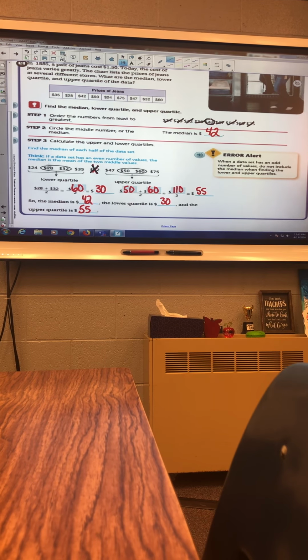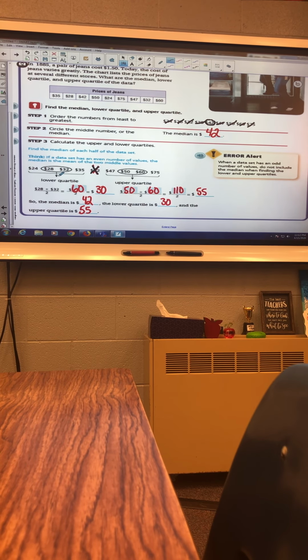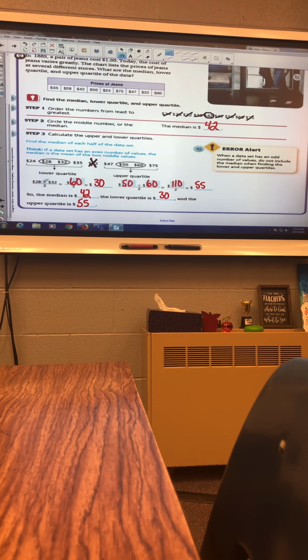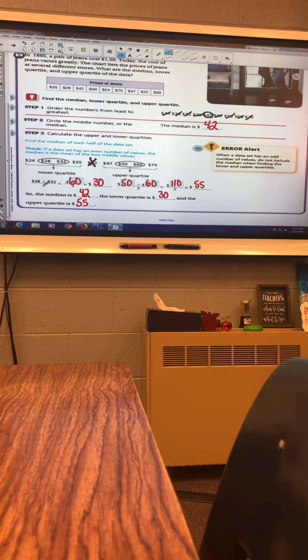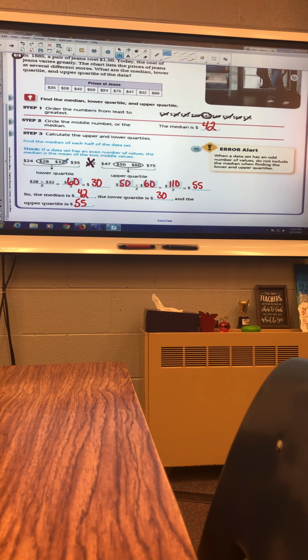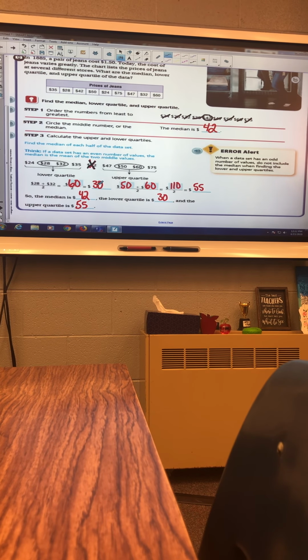So we go from left to right, and we're left with 2 in the middle. If you recall from chapter 12, if you have 2 medians, you need to add them up and divide by 2. You're finding the mean. So when you add 28 and 32, you get 60. 60 divided by 2 is 30.